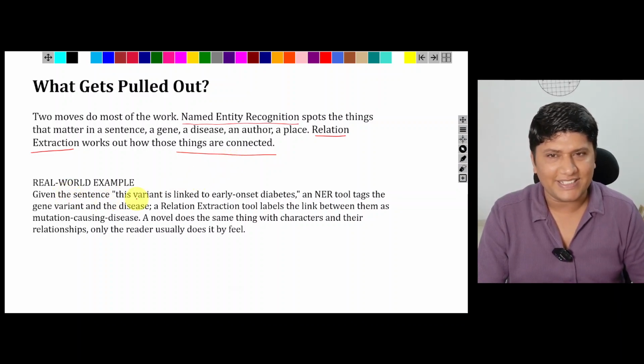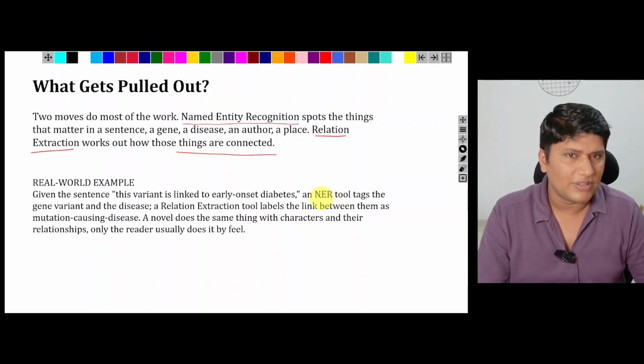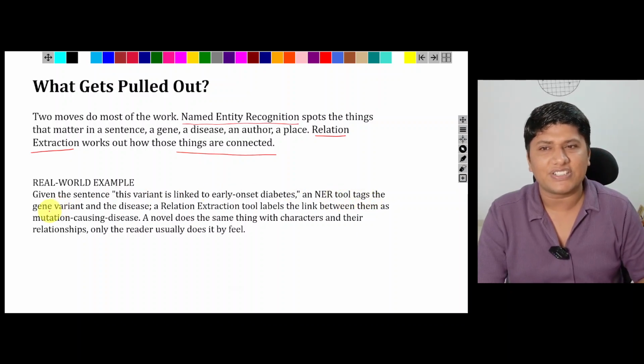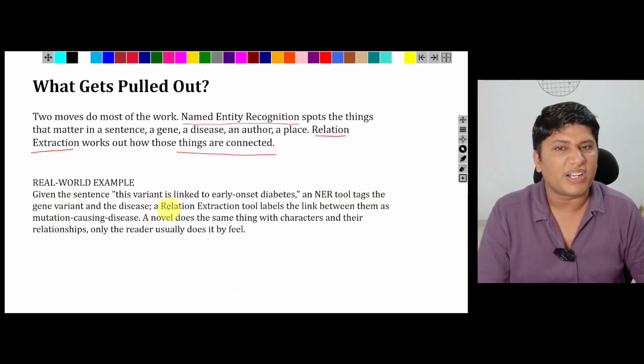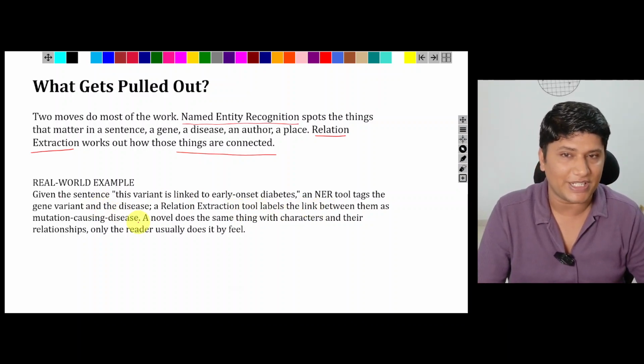Given the sentence, this variant is linked to early onset diabetes, the NER tool, the named entity recognition tool, tags the gene variant and the disease. But the relationship extraction tool labels the link between them as a mutation causing the disease.